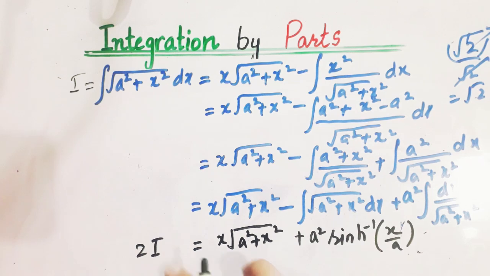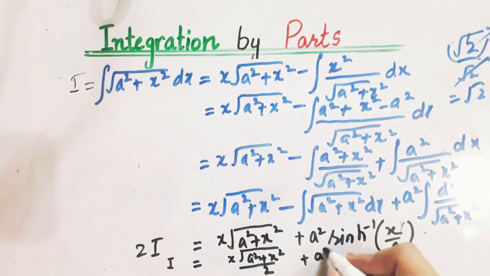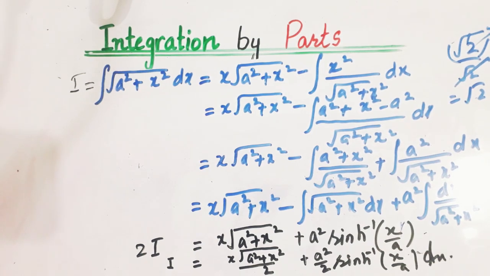So I equals x square root a square plus x square divided by 2 plus a square over 2, 2 is divided by here, sine hyperbolic inverse of x over a. So this is the answer.